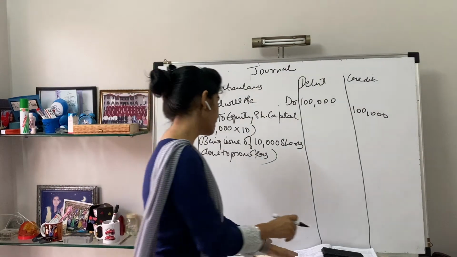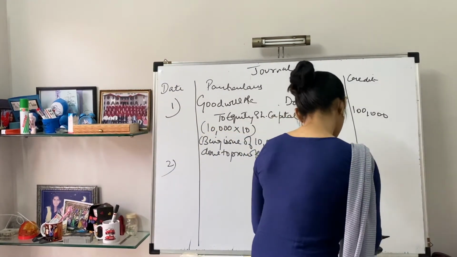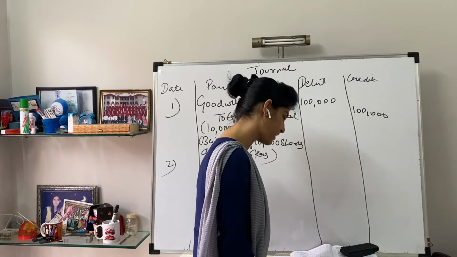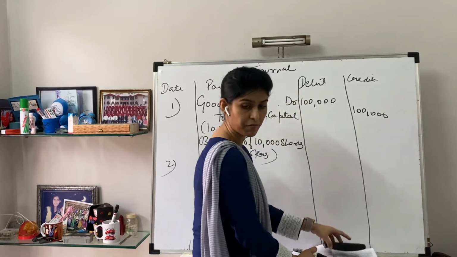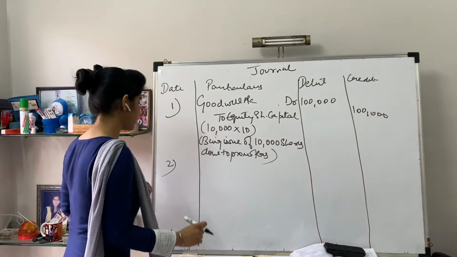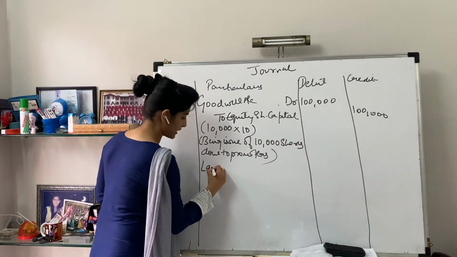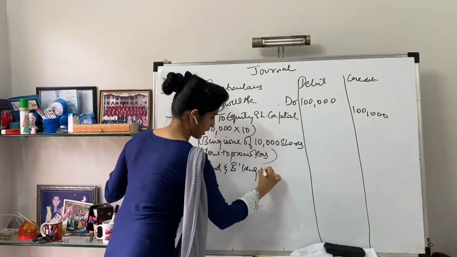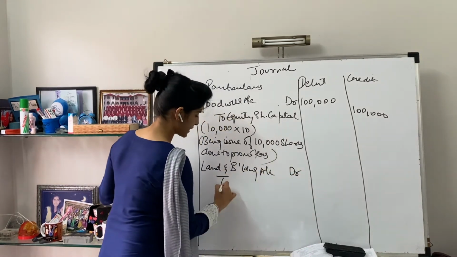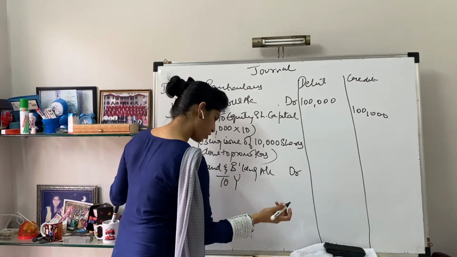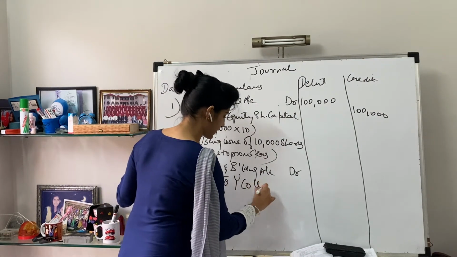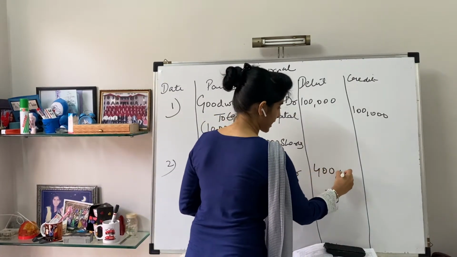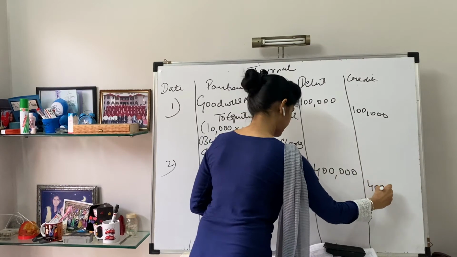Second entry will be, read the question carefully. Now, the company also purchased land and building from Y Company Limited for rupees 4 lakh, paid up in fully paid equity shares. So your entry will be land and building account debit to Y Company Limited account at 4 lakh rupees. They have purchased the land and building at 4 lakh.